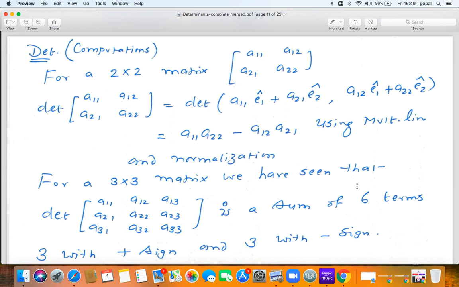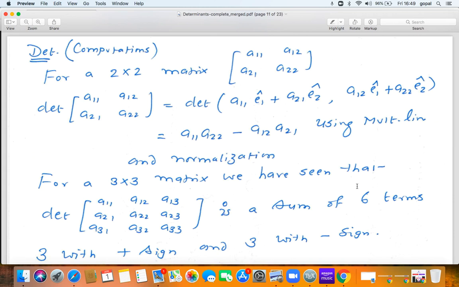Let us start with the 2 by 2 matrix and find the determinant of a 2 by 2 matrix. Determinant of A11, A12, A21, A22. What is that? That is the determinant of the first column, A11 E1 cap plus A21 E2 cap, and the second column, A12 E1 cap plus A22 E2 cap. Use multilinearity. When you have E1 cap, E1 cap, it's going to be 0. When you have E2 cap, E2 cap, it's going to be 0.